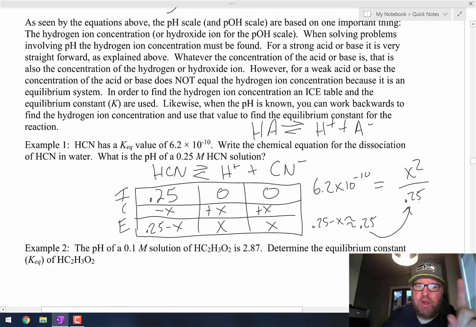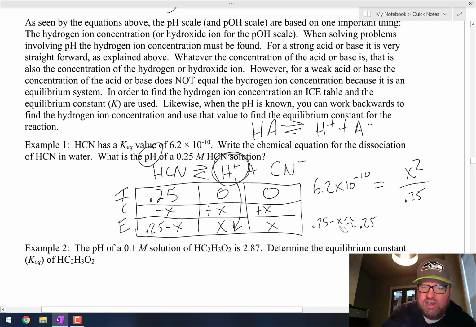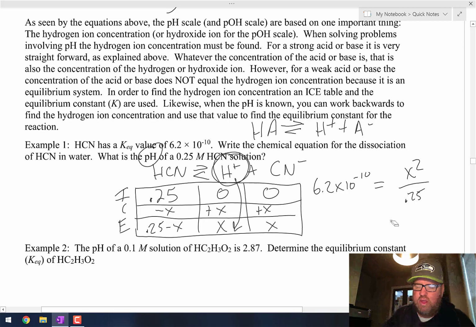Okay, and remember, guys, we're trying to find the pH of the solution. To find the pH of the solution, we have to have the hydrogen ion concentration, which is equal to x. So we're trying to solve for x here. So now it's to the calculator part. I'm going to take 6.2 times 10 to the minus 10th, multiply by 0.25, and then take the square root of that.